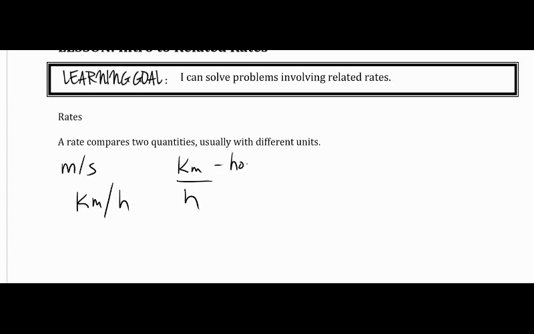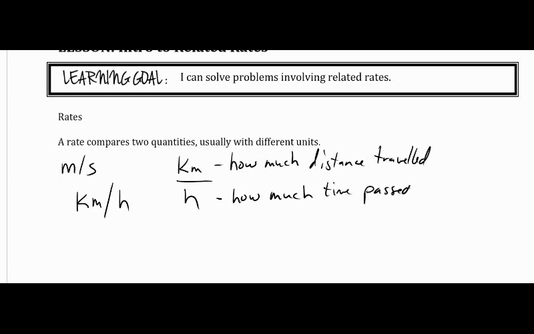Well, the kilometers is how much distance you traveled, and the hours is how much time passed. And together they form a rate, right? We consider the amount of distance and the amount of time, and the amount of distance can change and the amount of time can change, but it's the ratio of the two changes that makes the rate. So both of these are changing.